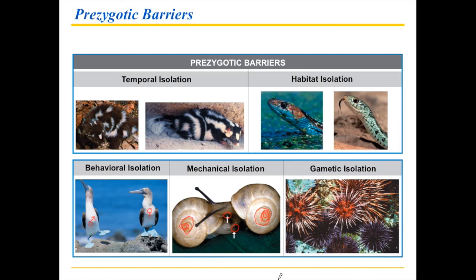Then lastly, you have gametic isolation. Here you have two sea urchins. There is the red sea urchin, guess which one that is, and the purple sea urchin, guess which one that is. Now, these are both sea urchins. They both occur in the same place, for example, the waters of the Pacific Northwest, Monterey Bay, all the way up the coast. And so you have both of these come into their reproductive time at the same time. They live in the same place. They're surrounded by the same water.